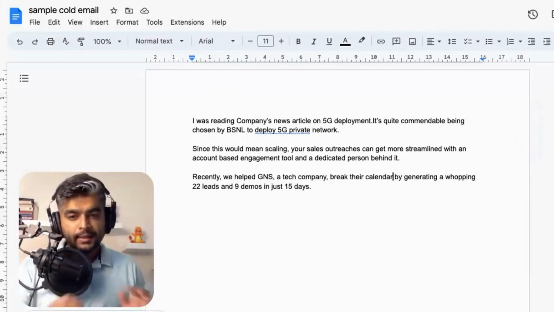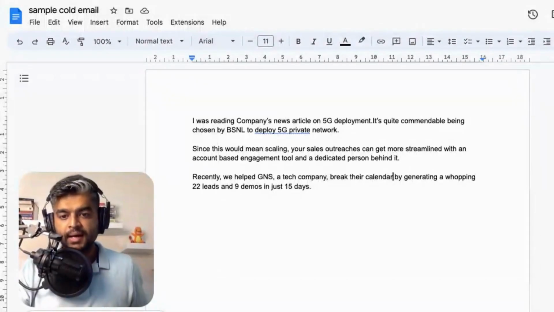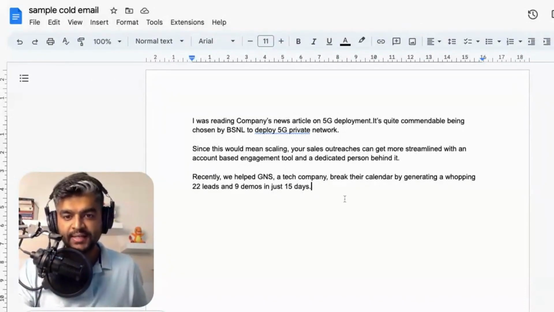Now, third would be to show some case studies. This is important because this is where you let them know who you are and what all you have done. And this would establish trust and let them know that whatever you're saying is not fluff. And the way I mentioned the case study is by using this sentence. Recently, we helped GNS, a tech company, break the calendar by generating a whopping 22 leads and 9 demos in just 15 days.